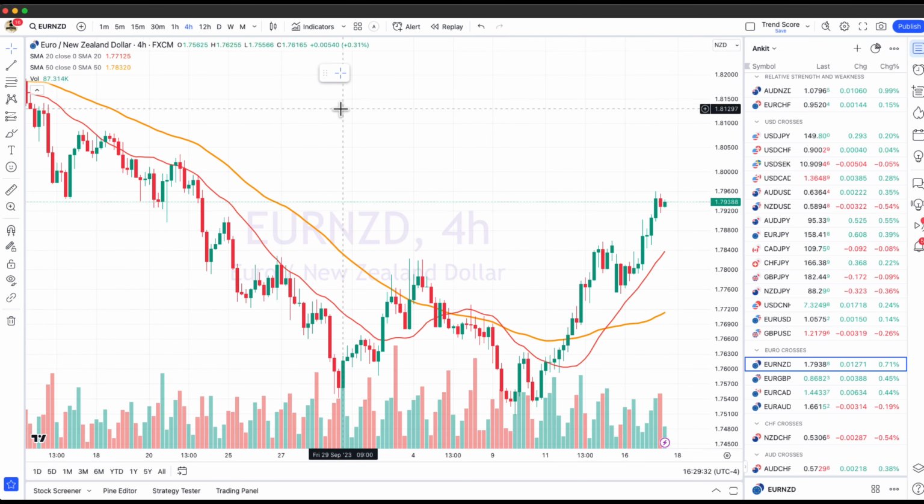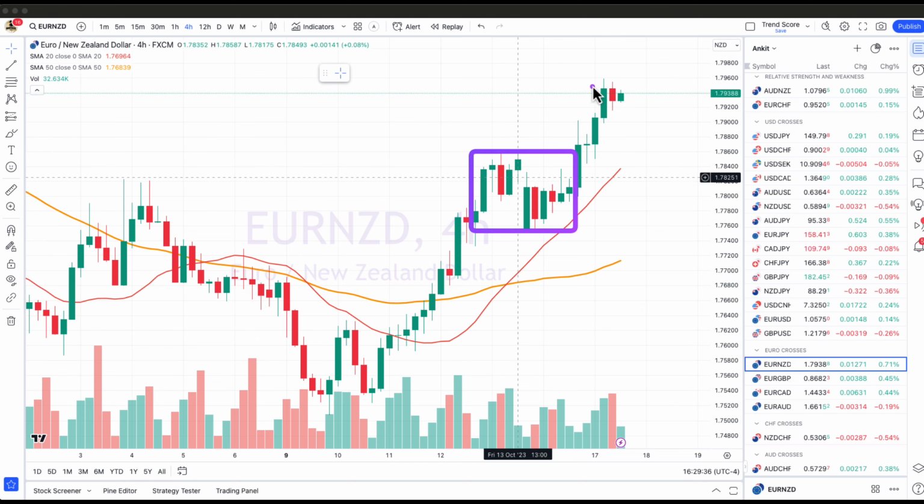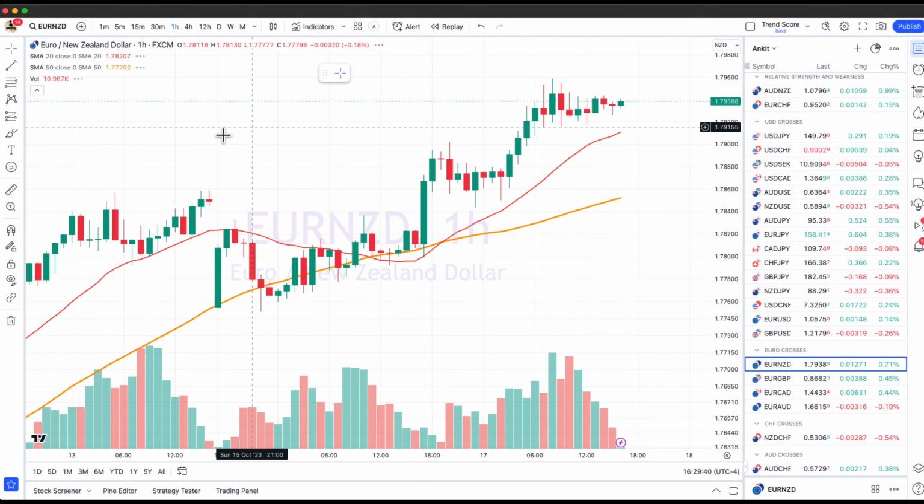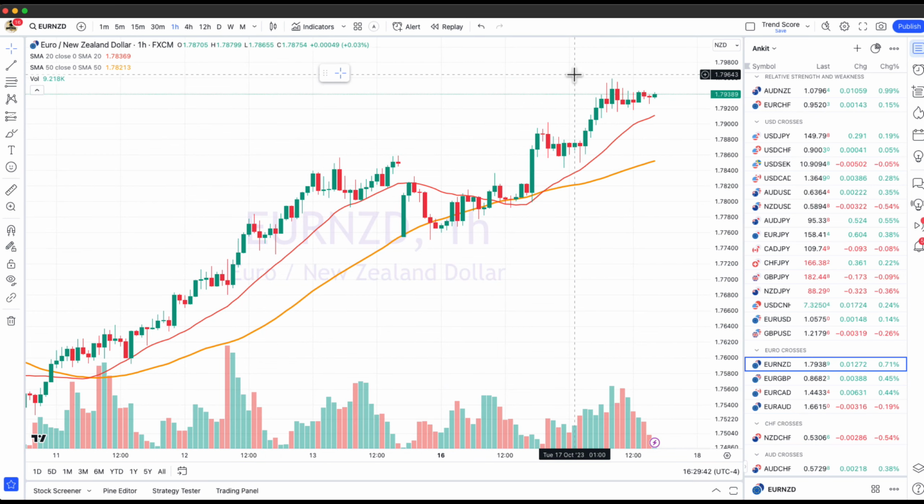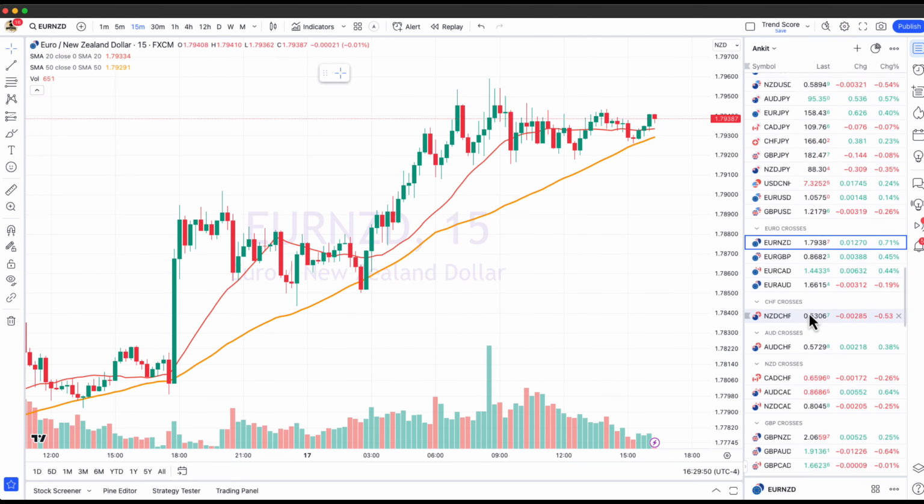Now, what time frame do we want to use it on? You can see on the 4-hour chart, we got a base here, we broke out. Another base here. I like to see a breakout above that level. And even on the hourly chart, we are basing very nicely here, and on a 15-minute chart. So you can see all these time frames are aligning with each other. So I like Euro Kiwi on the long side.